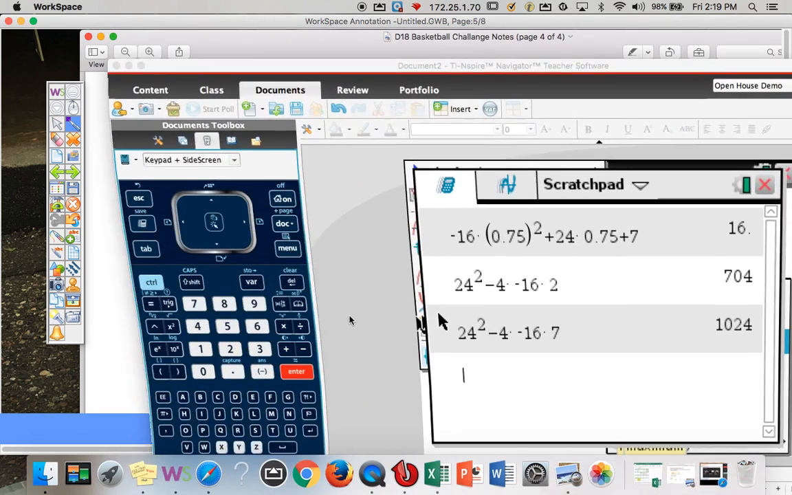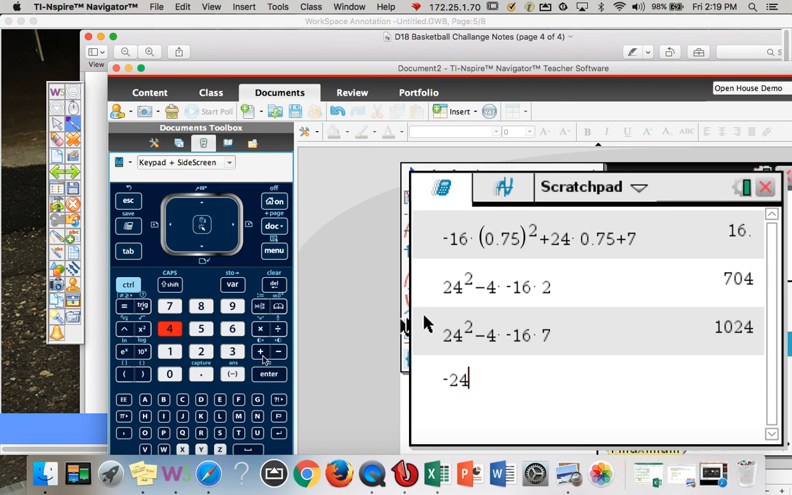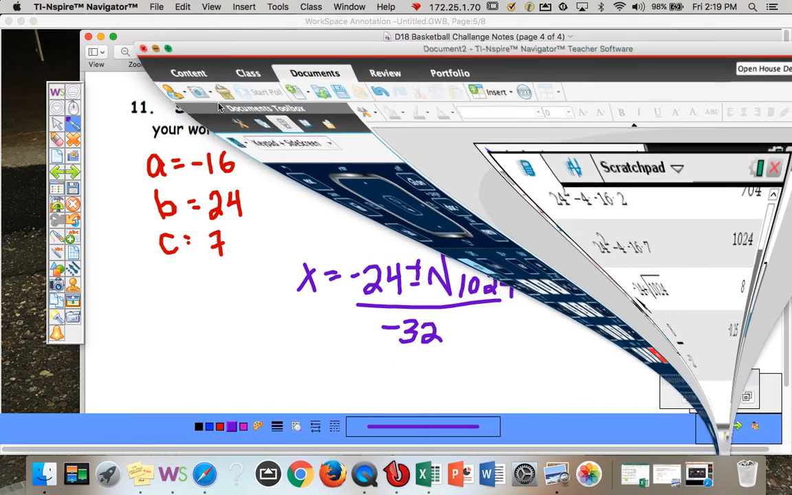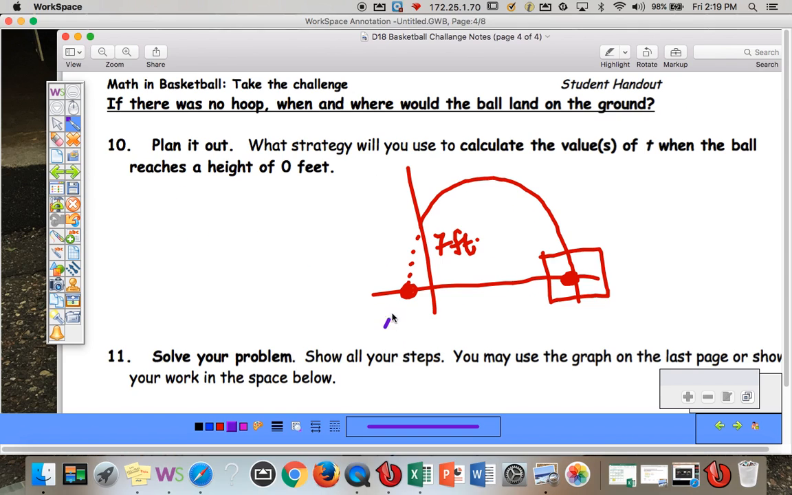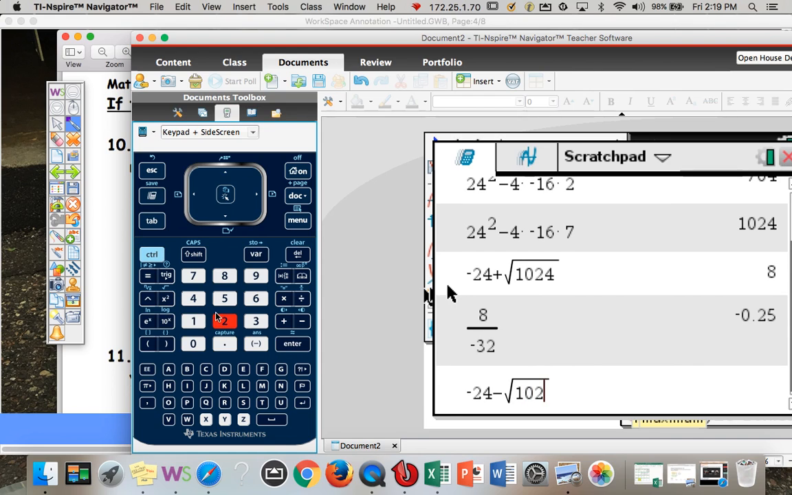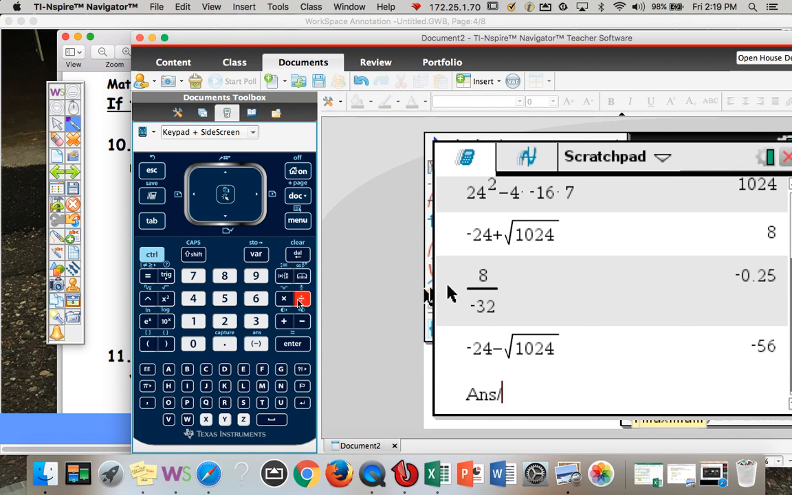Okay, so let's calculate our numbers. Negative 24 plus the square root of 1024, we'll hit enter, and divide by negative 32. So this is negative 0.25. So that is, if we look at our picture here, this negative number, which in this case doesn't make sense. So let's get the other value. So it'll be negative 24 minus the square root of 1024. Hit enter, divide by negative 32.